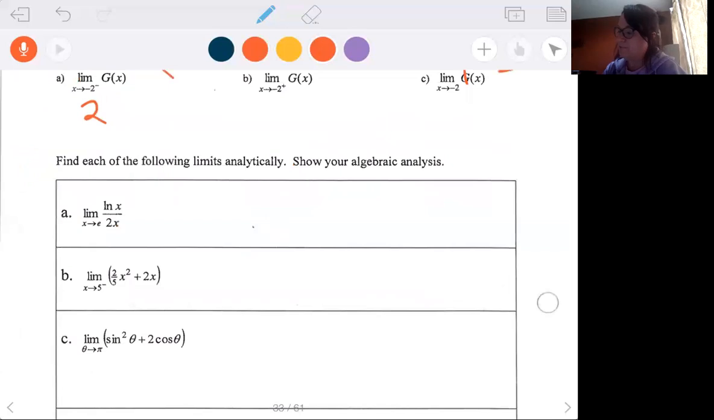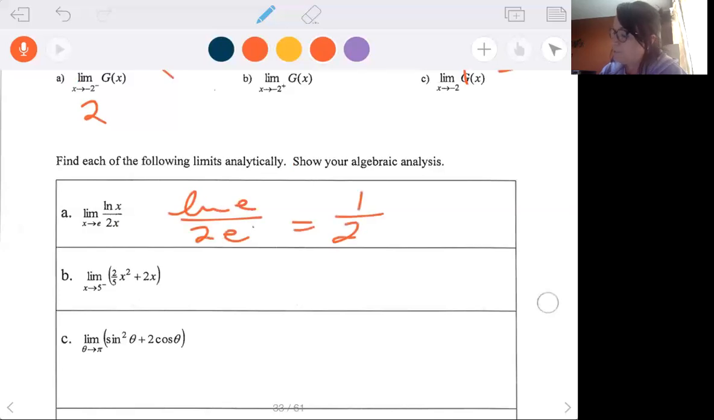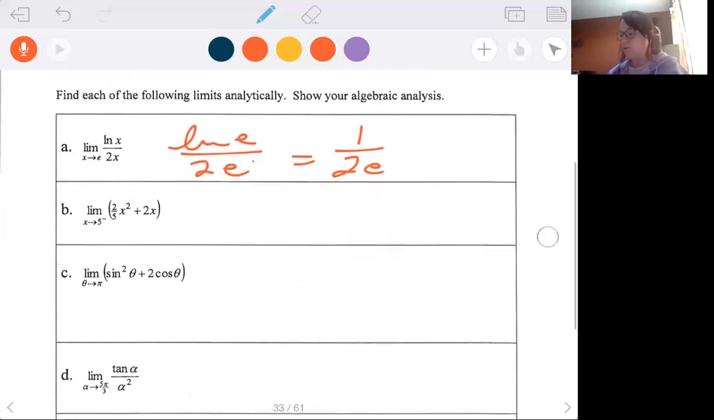Find the limits of each analytically, show your analysis. So the first thing I do is I plug in. If I don't get a 0 in the denominator, I'm good to go. So this is just ln e over 2e. Ln e is 1. Done. Direct plug. Why? Because I didn't get a 0 in the denominator. So if there isn't a denominator, no worries, right?